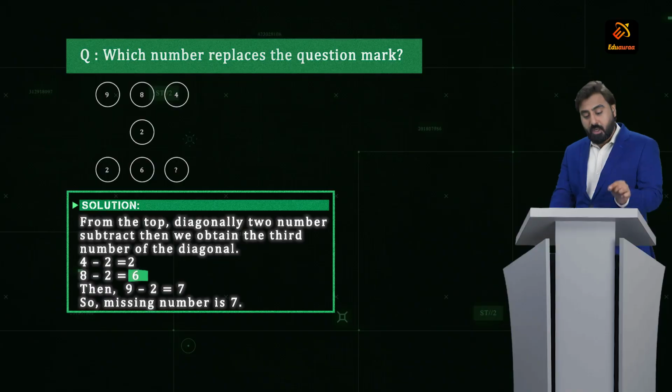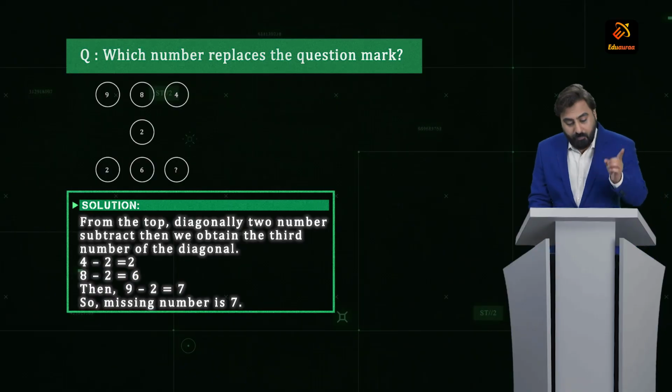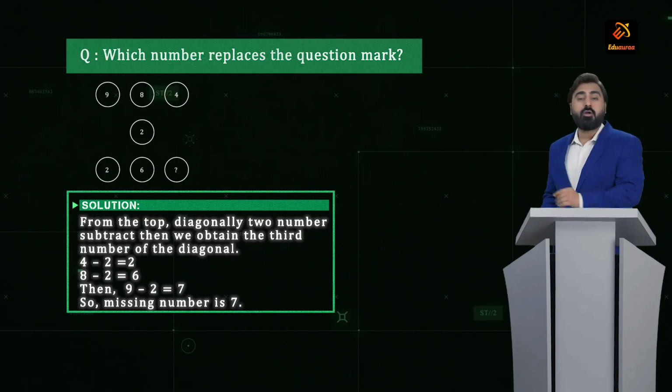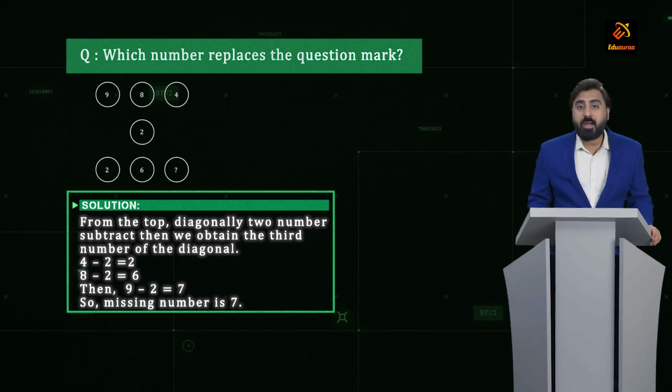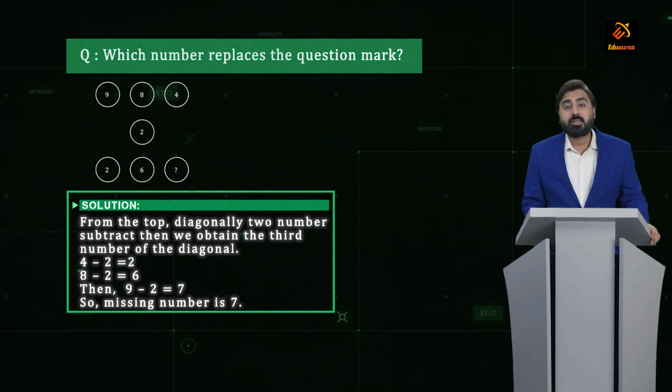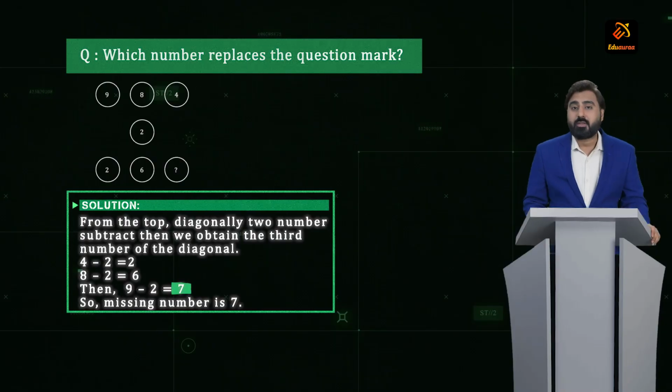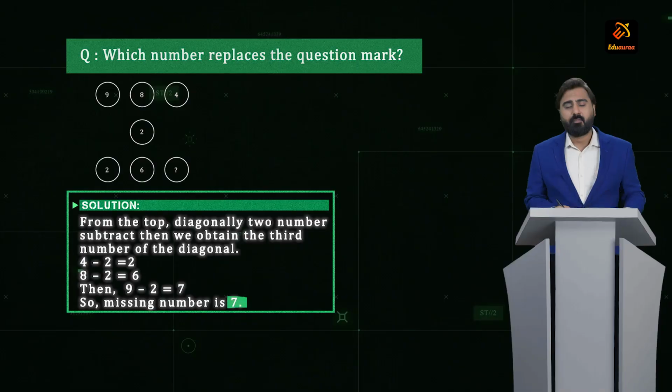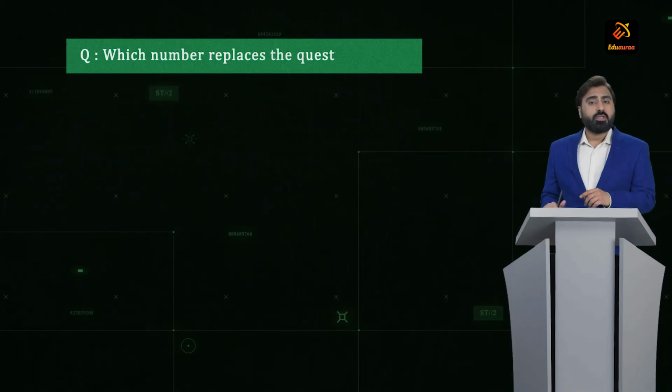So when we apply this logic on the diagonal side of 9 minus 2, what is the missing number we get? We get the missing number as 7. So the correct answer is nothing but 7. End of your sum. Moving on to the next question, students. The next question is, which number replaces the question mark?